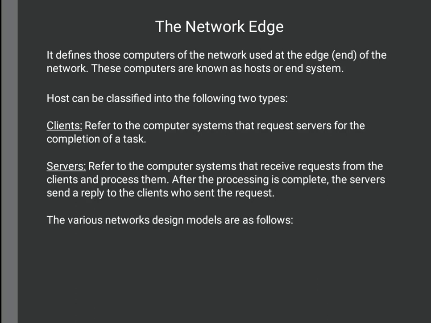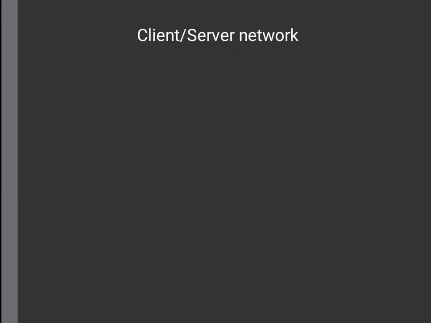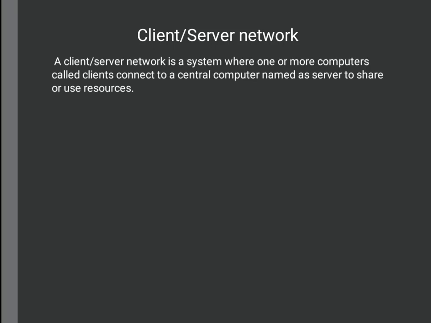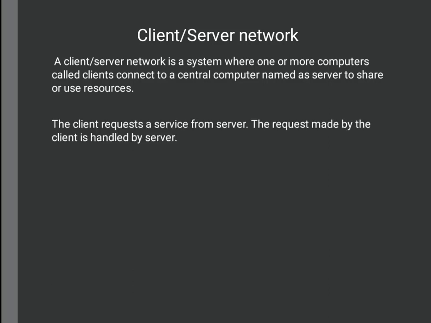Now there are various design models for this system, okay, that are peer-to-peer and client-server. First, let's talk about the client-server model. In the client-server model, many clients are requesting a server for completion of a task. So here two separate devices are available, that are client and server. All the clients request a server for a task. That request is handled by the server. The server completes the task and sends the response to the clients.